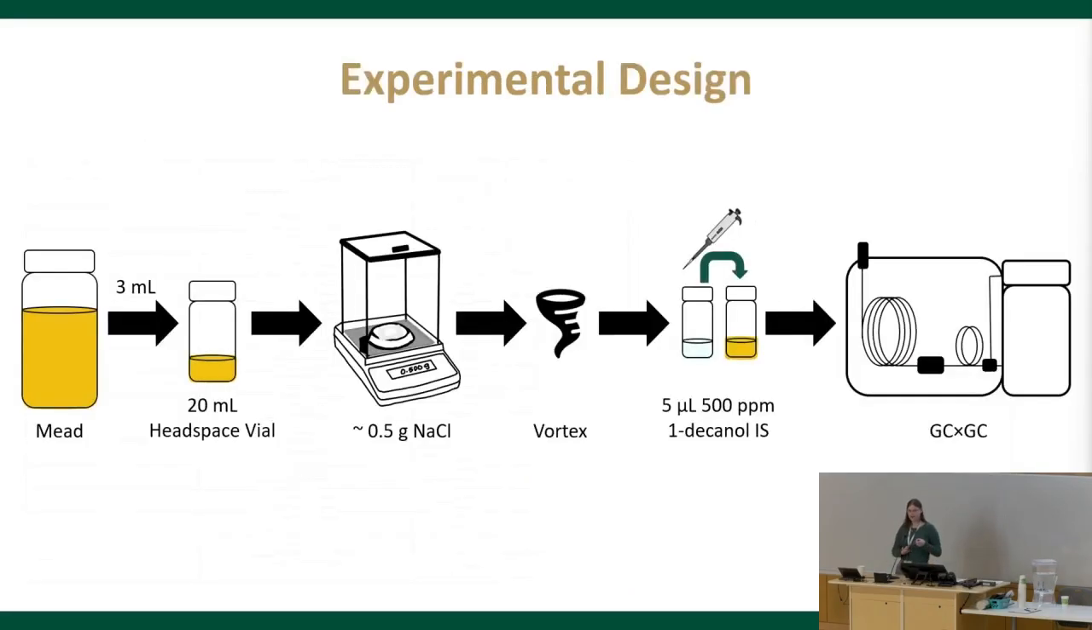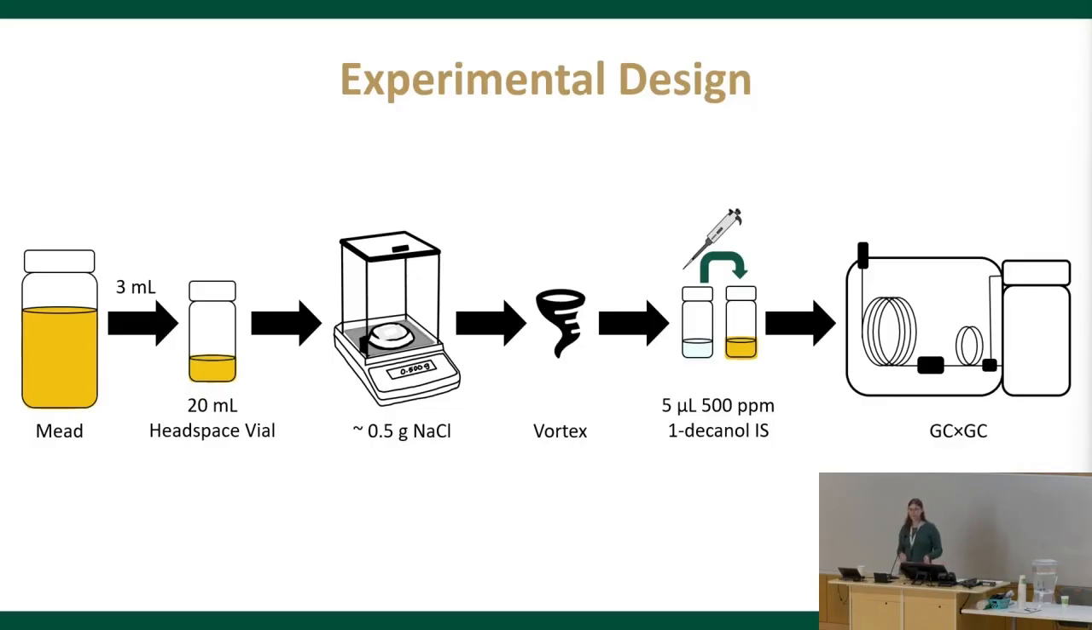We looked at the mead samples, some of the plain honey, and then also some filtered water to use as a control. To prepare the mead samples for analysis, we aliquoted 3 milliliters of mead into a 20 ml headspace vial, added half a gram of salt, and 5 microliters of 500 ppm 1-decanol internal standard.